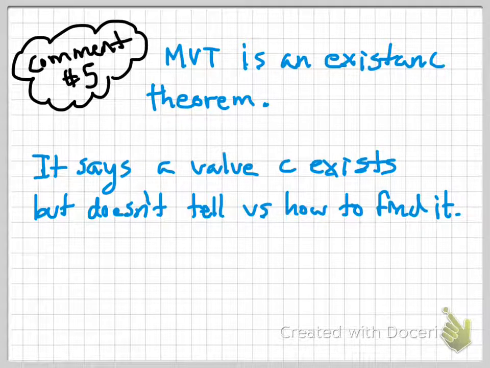Comment number 5, MVT is an existence theorem. So it says a value C exists, but it doesn't necessarily tell us how to find it. Sometimes you can never find this point called C. Sometimes you can. It just depends. So an existence theorem, kind of like intermediate value theorem and extreme value theorem, IVT, EVT, all these theorems don't necessarily find the point. They just tell you that one exists and it happens to be at a certain spot. I need to fix this existence, there we go.